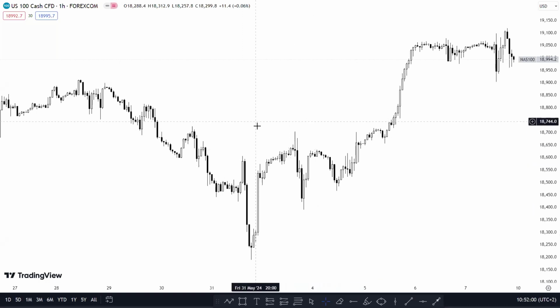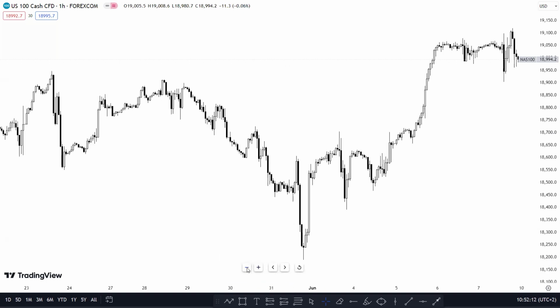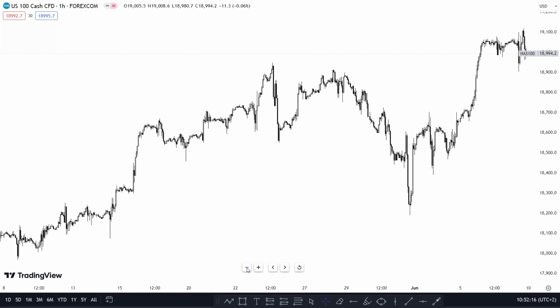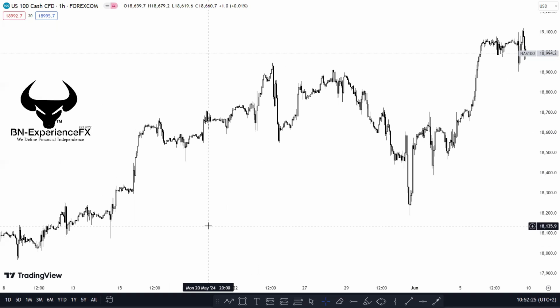And before we even get started, let's do the zooming out thing. For those who are new here, the first thing that you have to do is zoom out 3 to 4 times. 1, 2, 3, 4, right? The reason behind this is so that we get some price action that we can analyze and work with.